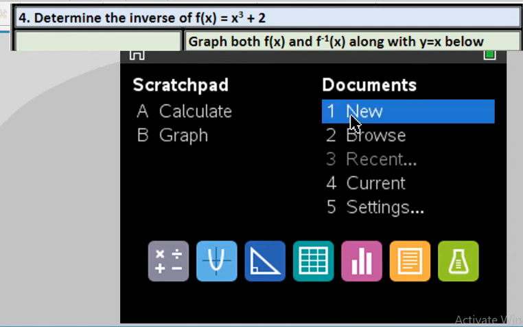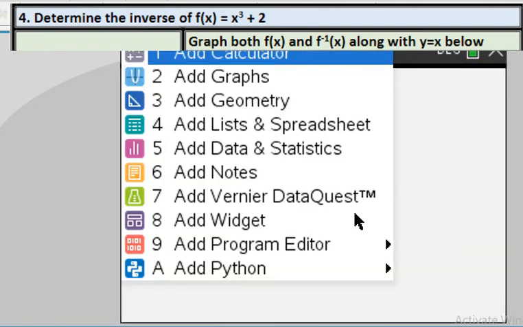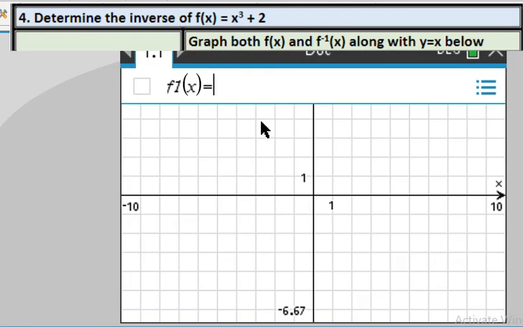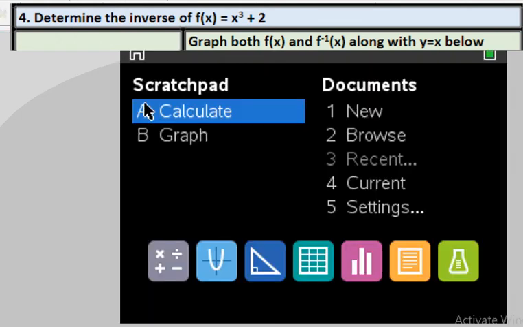So home screen, new doc, say no to save, and add a graph page. Now, to start, I want to go back for a second and talk about how I make sure that I see everything on my graph.